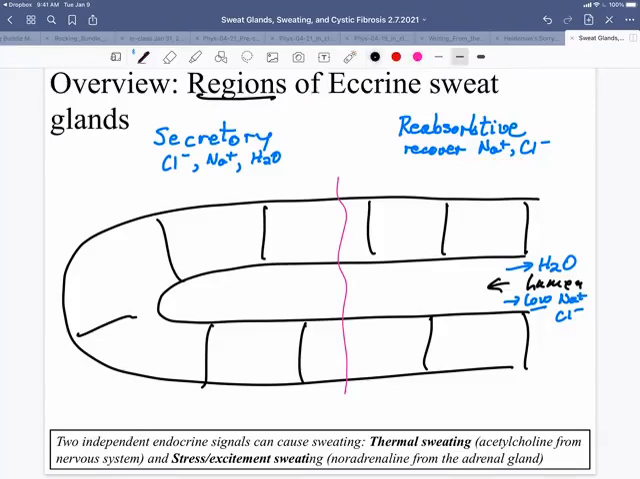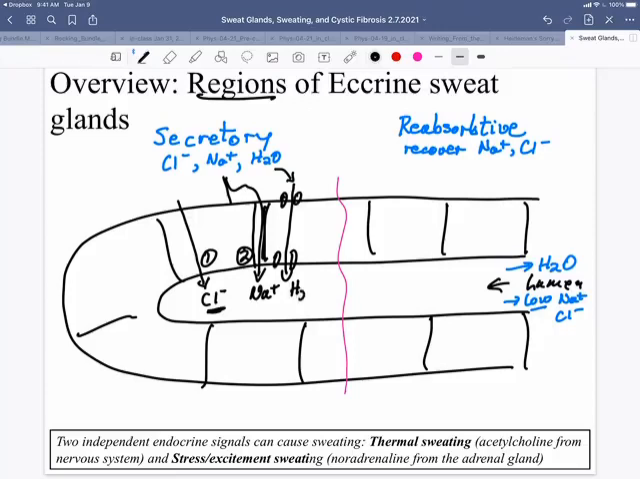The steps are that first, chloride is moved in. Second, sodium follows in between cells in a paracellular pathway, attracted by the negative charge of the chloride. And third, aquaporins in the membrane allow water through, producing a salty fluid that is isotonic. It is the same concentration as the extracellular fluid up here and inside.